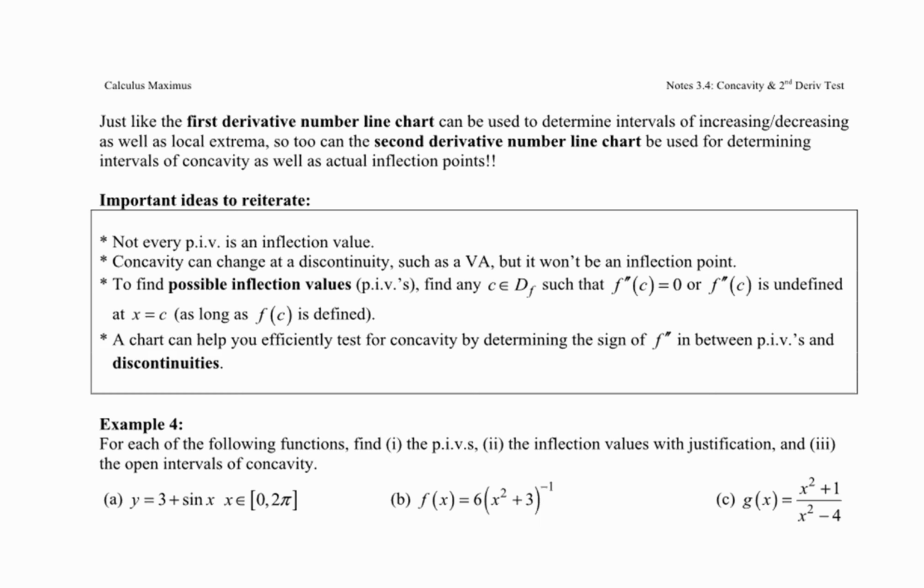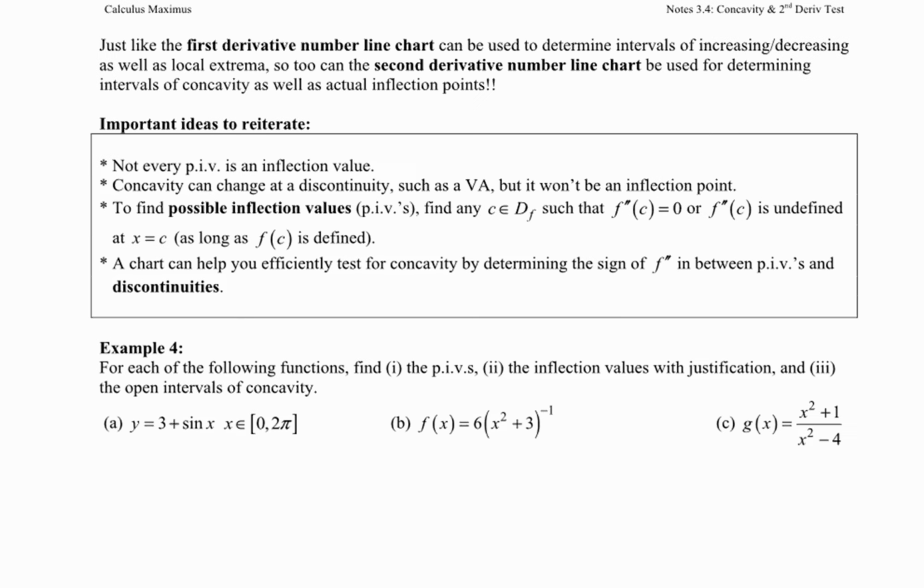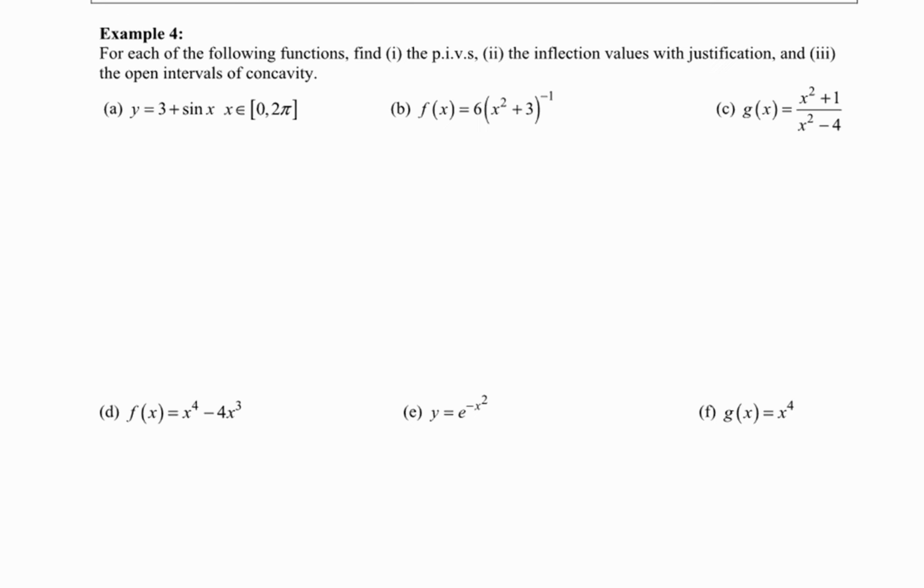All right, so I just kind of introduced you to that second derivative number line chart. We're focusing on finding inflection values and open intervals of concavity. Remember, not every possible inflection value is an inflection value. The concavity must change, and it can't be a discontinuity in order to be an inflection point. We're going to do a couple of these examples, but I don't want to do all of these in the video, just for the sake of time. You'll get a lot of practice with it yourself, and in the worksheet.